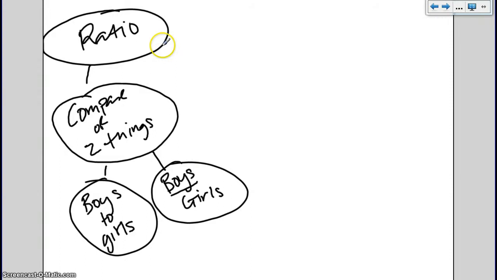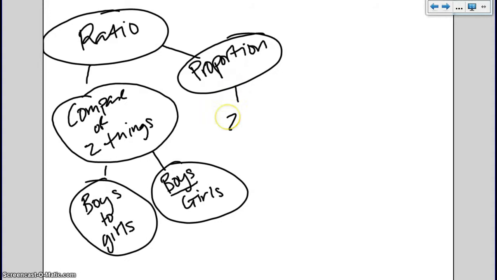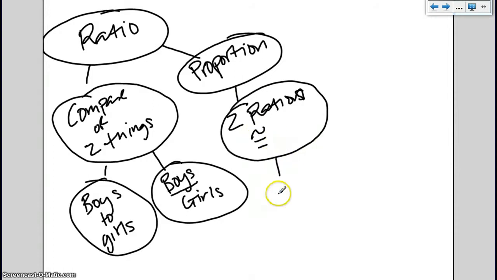And then when I have a proportion is when I have two ratios that are congruent. This means congruent. So let's say like we said that there were 7 boys and 14 girls. When I reduce that, that becomes 1/2. So see how this fraction is equal to this fraction? That's called a proportion.